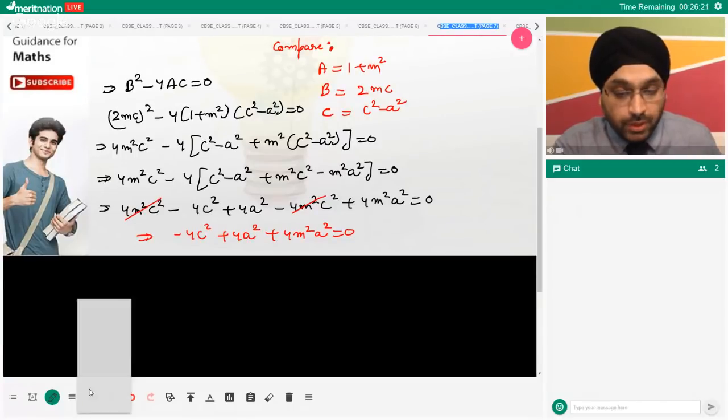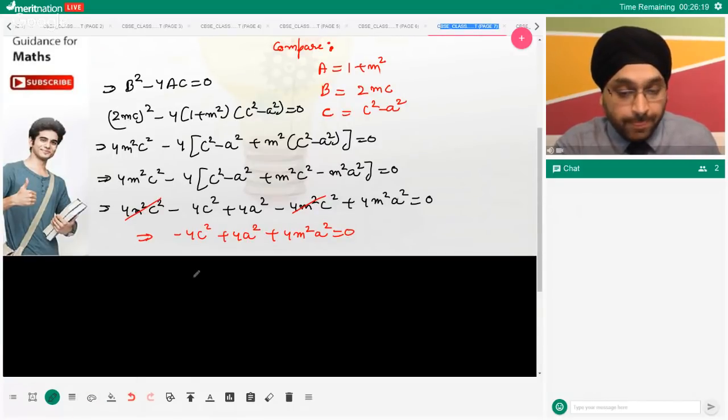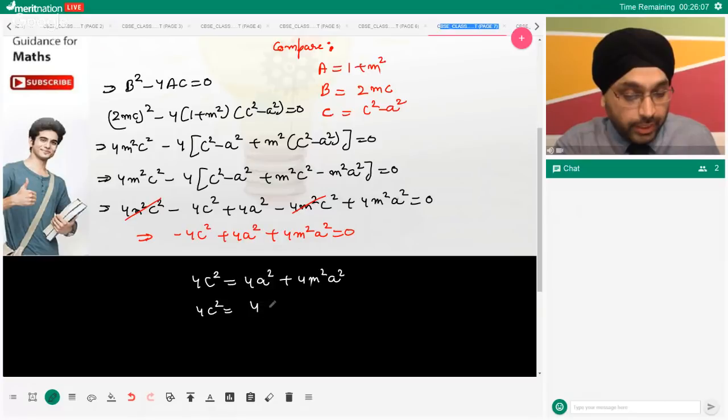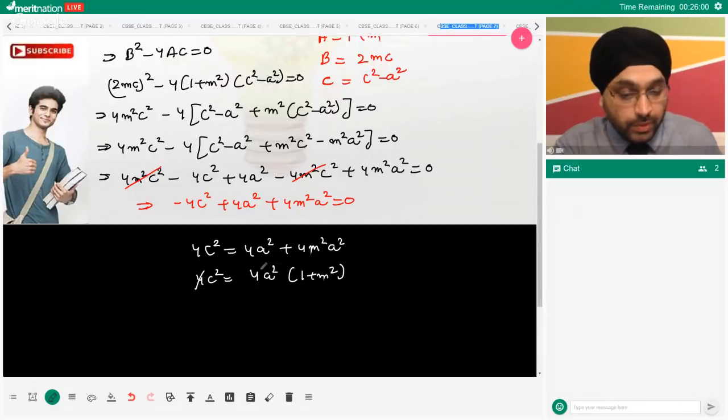Now, guys, further, if you solve it, 4c² will be equal to what now? 4a² + 4m²a². Now we can take 4a² common out, so that will be 1 + m². So now, guys, this and this will cancel out. So we have c² equals to what now? a²(1 + m²). So, guys, this is what we were supposed to prove.